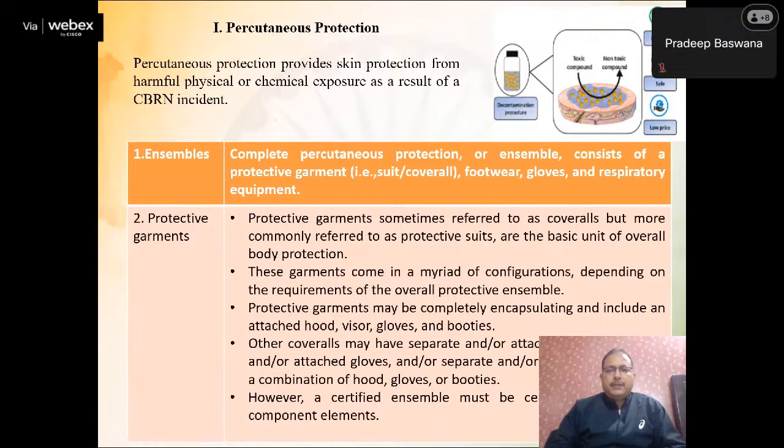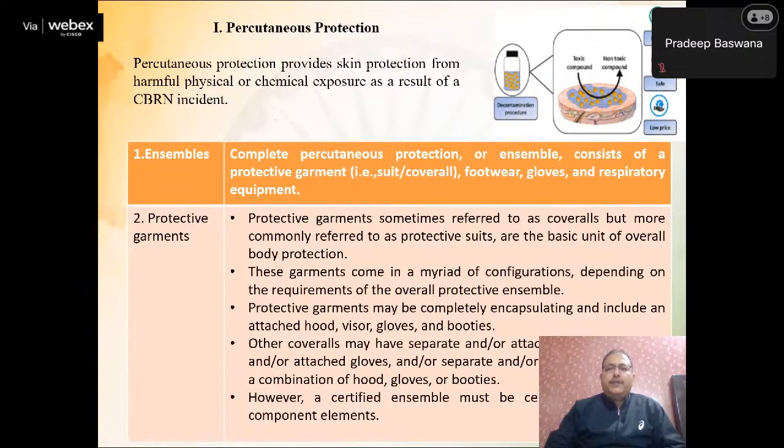Protective garments, sometimes referred to as coveralls, but more commonly referred to as protective suits, are the basic unit of overall protection. Similarly, we can see in the COVID case also, the government, or rather responders, were focusing upon such types of materials which can stop pathogens, blood pathogens rather, from transferring. It should not be allowed to transfer from one person to another.